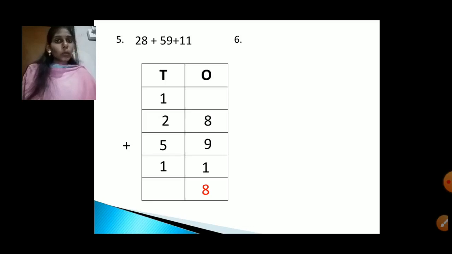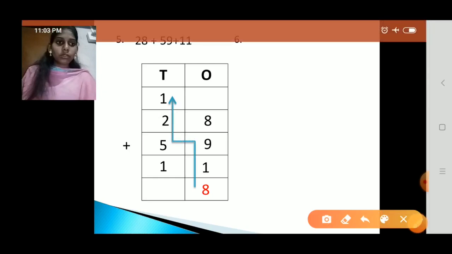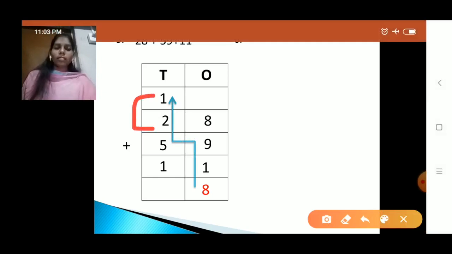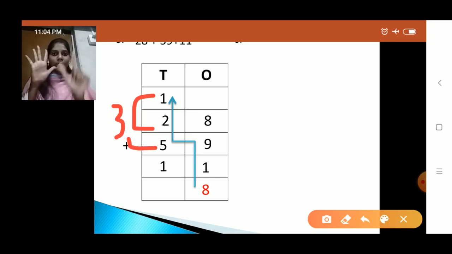Now what will we do? We will do the tens place addition. So here at the tens place, first we will add these two numbers. Which numbers? 1 plus 2. 1 plus 2 equals 3. Correct? 3. Now keep 3 in your mind. Then after 3 we will add this 5. To 3 we will add 5. Correct? So 3 plus this 5. 5, 6, 7, 8. So 3 plus 5 equals 8.